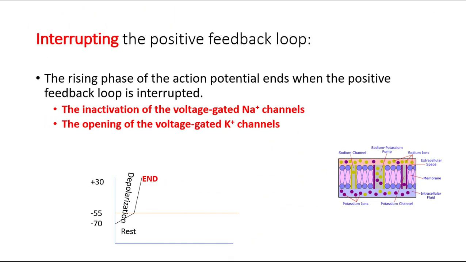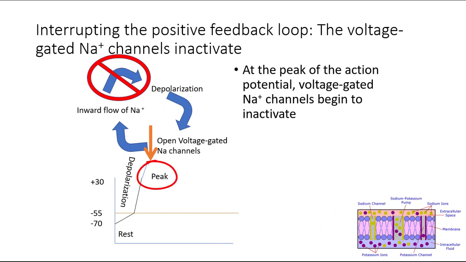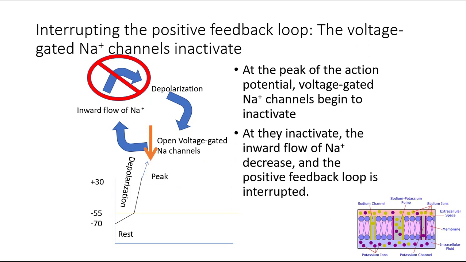The rising phase of the action potential ends when the positive feedback loop is interrupted by the inactivation of the voltage-gated sodium channels and the opening of the voltage-gated potassium channels. At the peak of the action potential, voltage-gated sodium channels begin to inactivate. As they inactivate, the inward flow of sodium decreases and the positive feedback loop is interrupted.